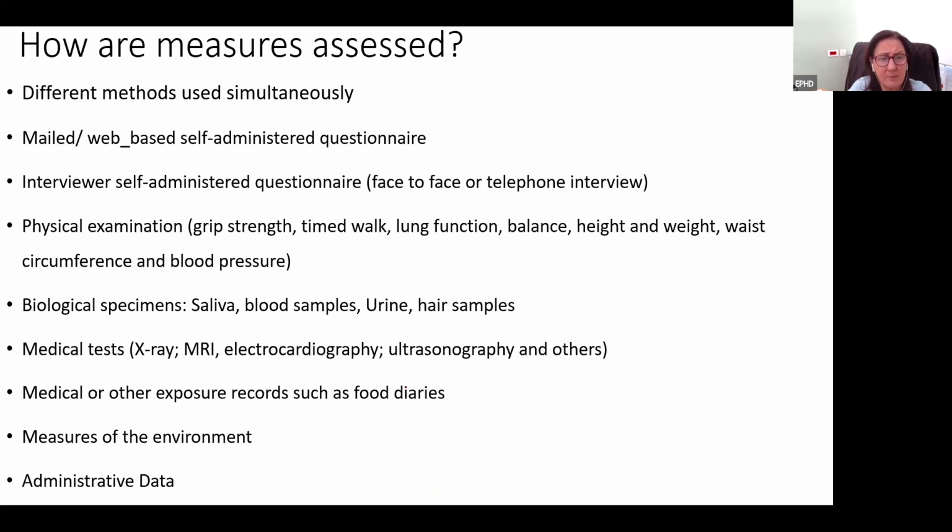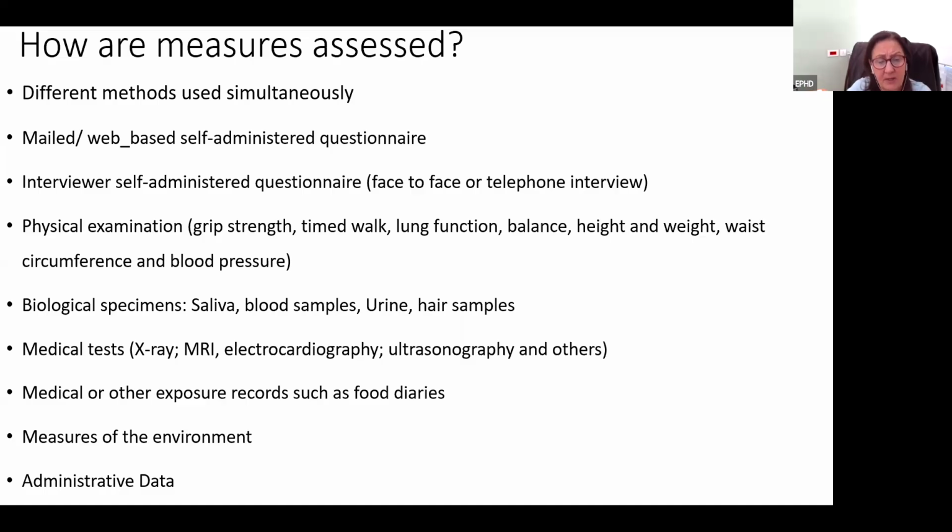So the measures are assessed in different ways. It could be an interview. Like in any study, it could be a physical examination, like we're doing now. We're looking at grip strength, timed walk, lung function, balance, height and weight. We can take saliva, blood samples, urine, medical tests. Of course, the more objective, the better. The more objective, the more costly.